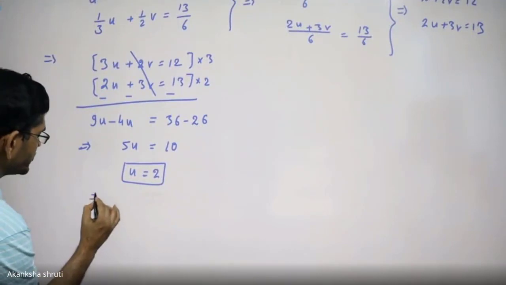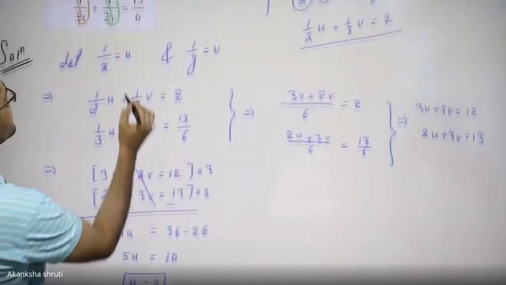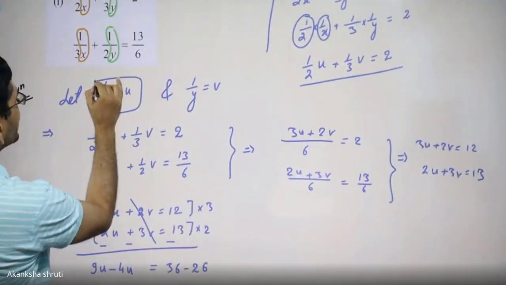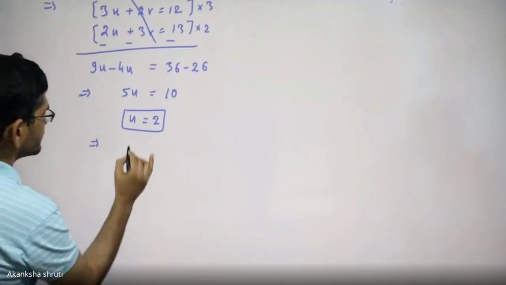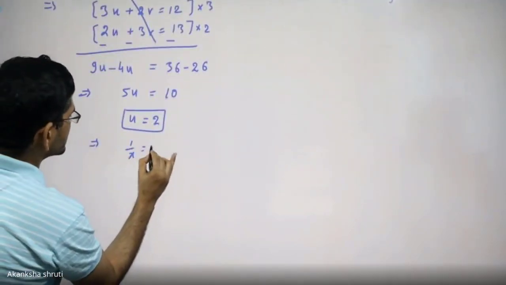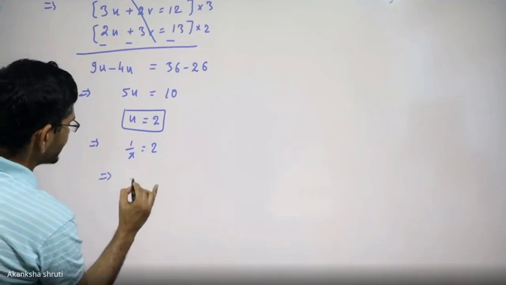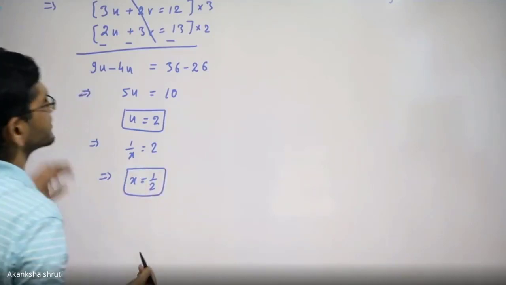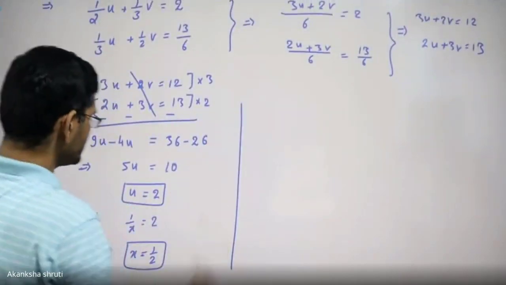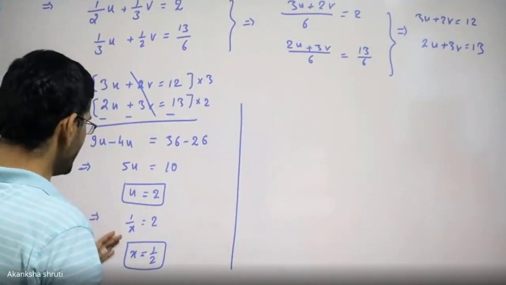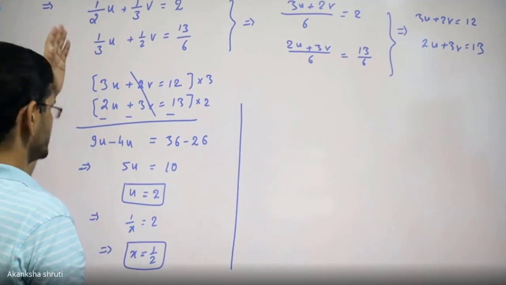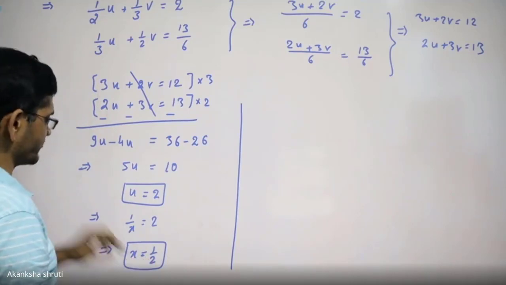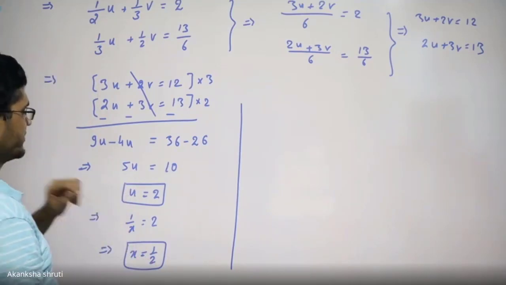But whatever u we have taken was, go back, 1 by x. So 1 by x is equal to 2. This implies x will be the reciprocal. It will be 1 by 2. This is one answer. Again, we have to find the value of v, or directly we can substitute in equation 1 for getting the y also. Let me first calculate the v.